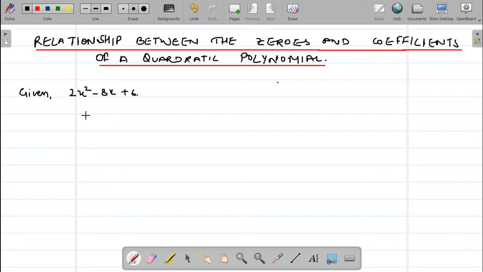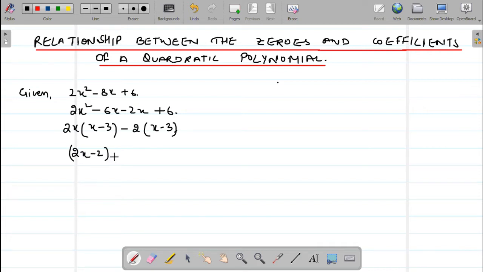We can use splitting of the middle term here. So 2x square, I hope everybody is comfortable with splitting of the middle term. The product is 6 into 2, 12. So I can break 8x as minus 6x minus 2x plus 6. Right, so I will get 2x, x minus 3, minus 2, x minus 3. So (2x minus 2) into (x minus 3) is my final factorization.